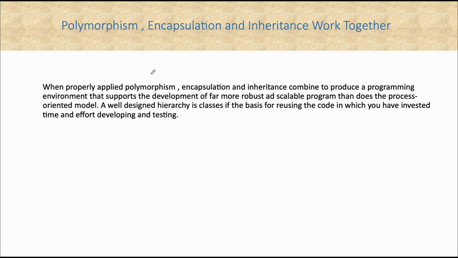Polymorphism, encapsulation and inheritance work together. When properly applied, polymorphism, encapsulation and inheritance combine to produce a programming environment that supports the development of far more robust and scalable programs than process-oriented programs. When you create a real-life problem that is complex, you will use polymorphism, encapsulation and inheritance together.